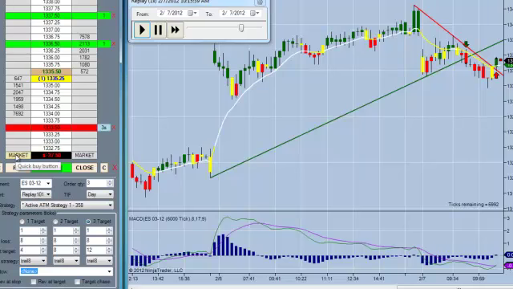Order filled. There we go. Have a close above our trend line right there. So we're in the trade. Uncle Mike starts with an 8-tick trailing stop.